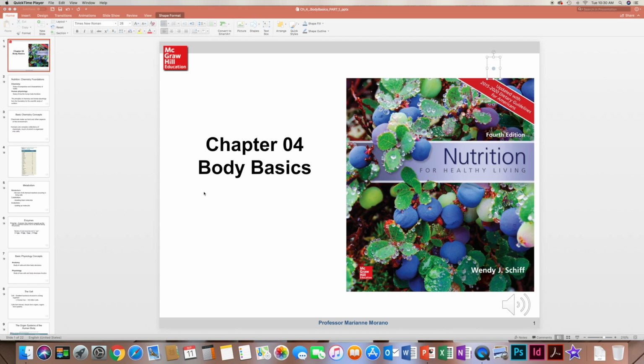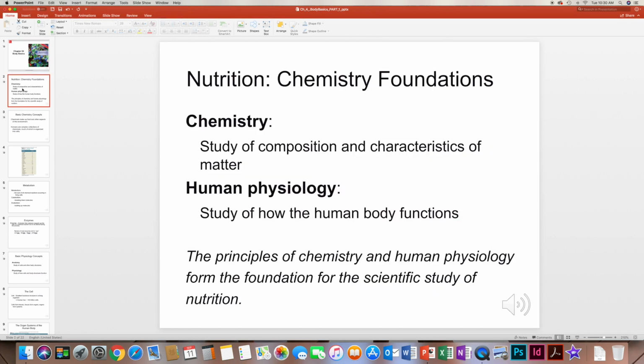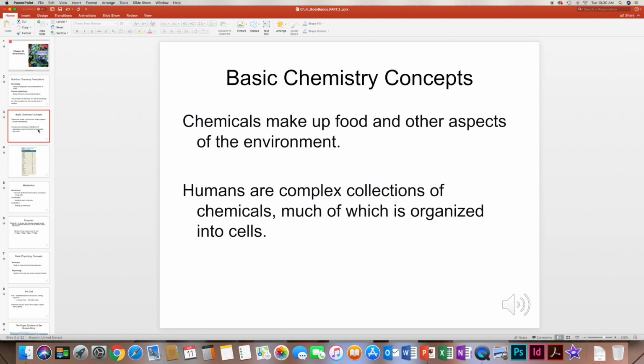In Chapter 4, we are studying the human body and how nutrition relates to its function. With basic concepts, we have to understand chemistry and human physiology when we're understanding nutrition. Chemistry is the study of composition and characteristics of matter, and human physiology is how the body functions. All of these are foundations for the science of nutrition.